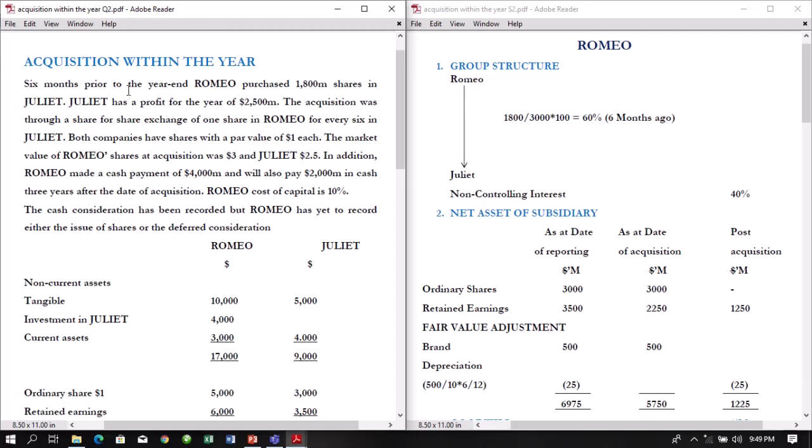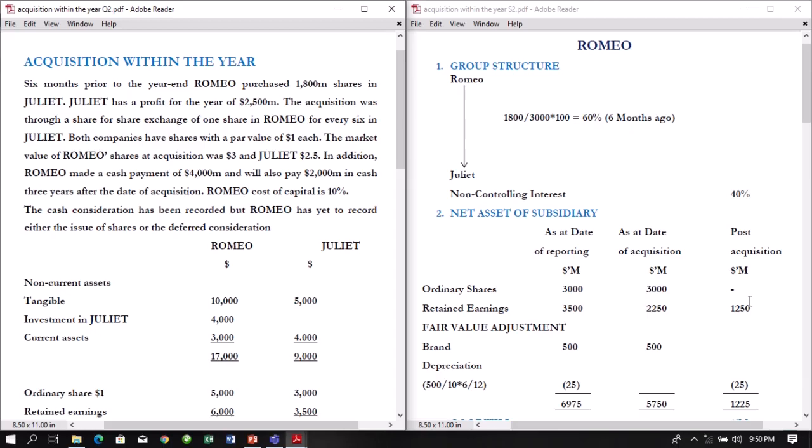2,500. Now, if the profit for the year from the beginning of the year to the end of the year, which is a 12-month period, is 2,500, I acquired this company 6 months ago. So my post-acquisition profit will be 6 divided by 12 times 2,500, since that is the profit during the year, and that is what gave me 1,250.